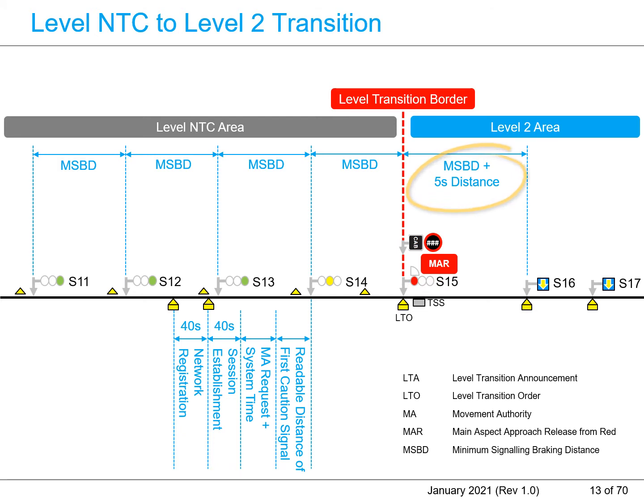The ideal block section length from the final signal in the level NTC area to the first ETCS stop marker is the distance with at least 5 seconds at the maximum operational speed plus the service braking distance. The 5 seconds is the time window for the train driver to acknowledge the level 2 transition order.